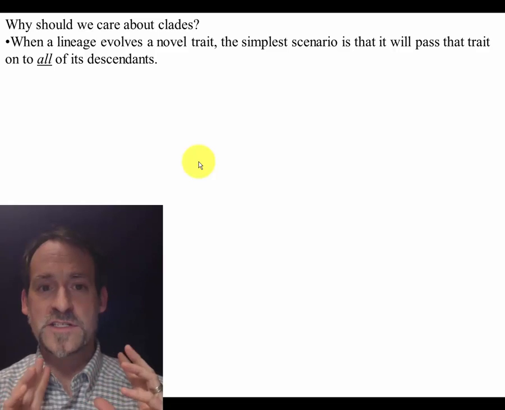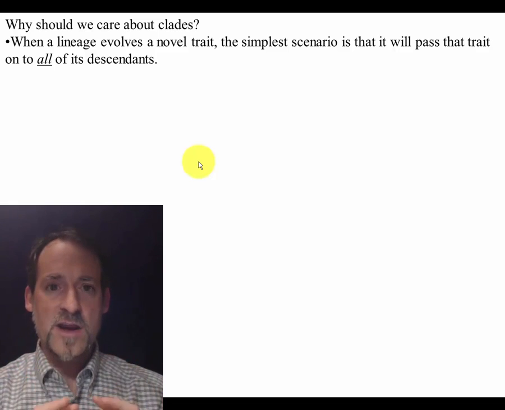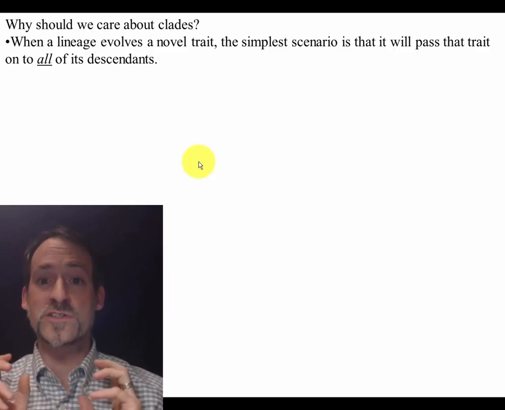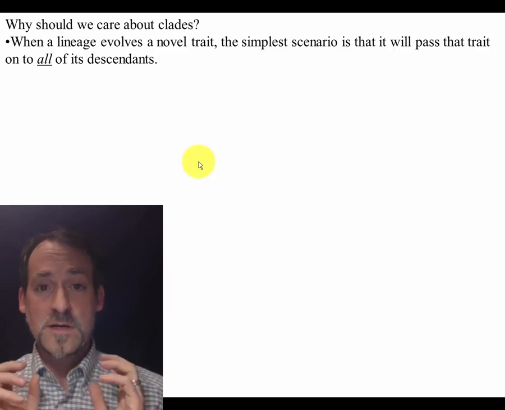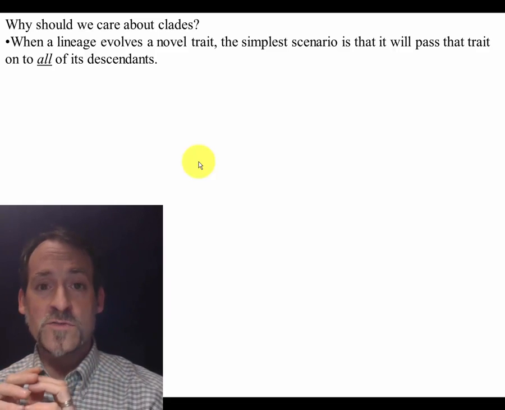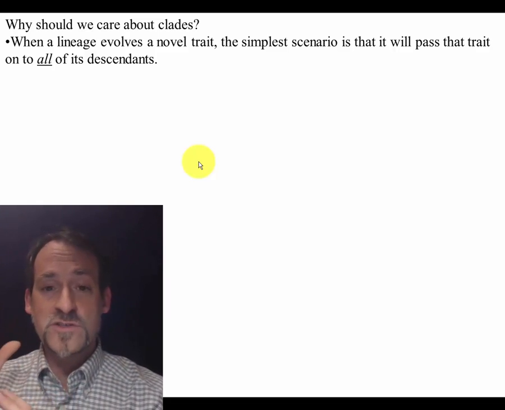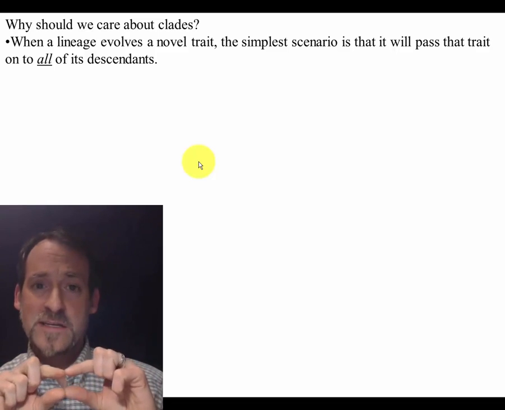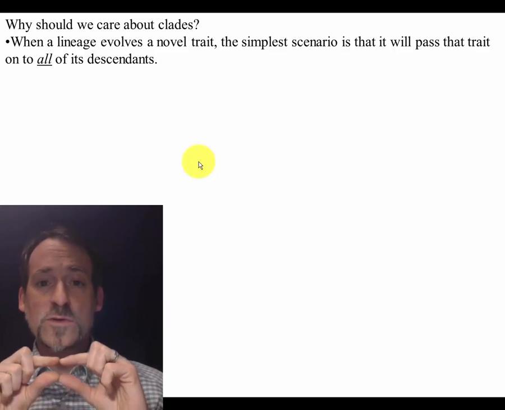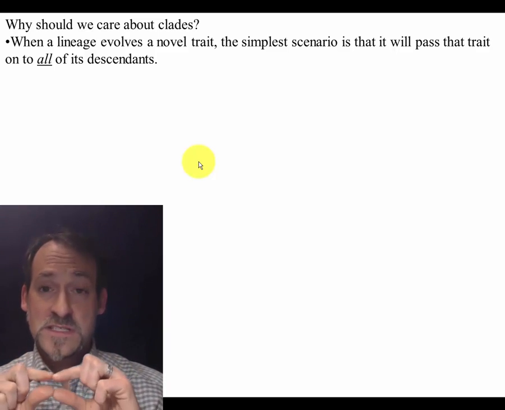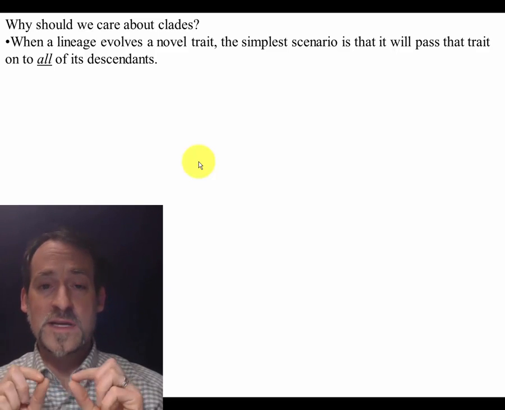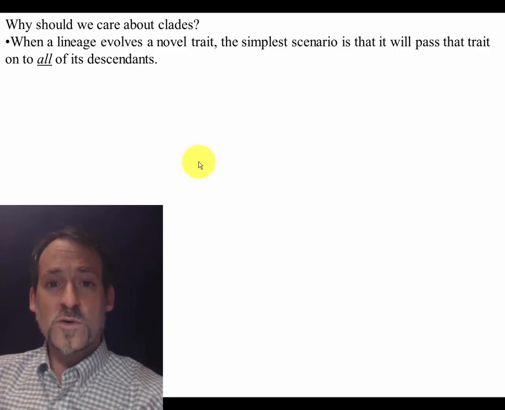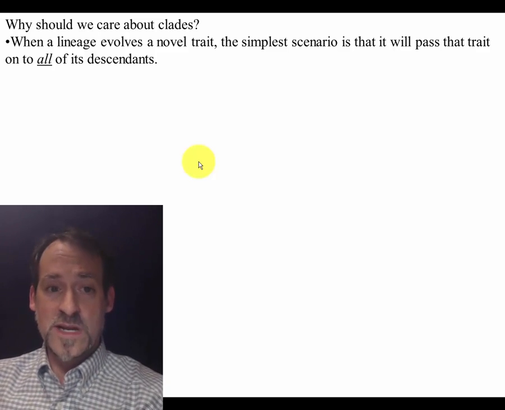You've got a lineage that is evolving along. It's got a particular character, and at some point in its evolution, it evolves a novel character state. Okay, it may be that that lineage is then going to evolve on, and it's going to give rise to a bunch of different species. But because that ancestor back here had that novel character state, the simplest outcome, the most likely outcome, is that all of its descendants, all those species that it gives rise to, are going to inherit that new character state.